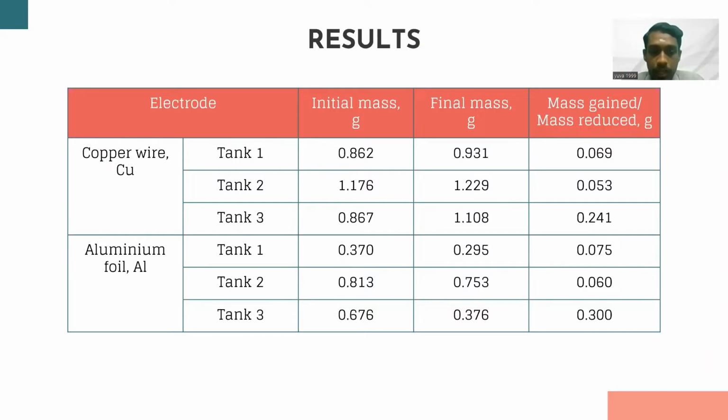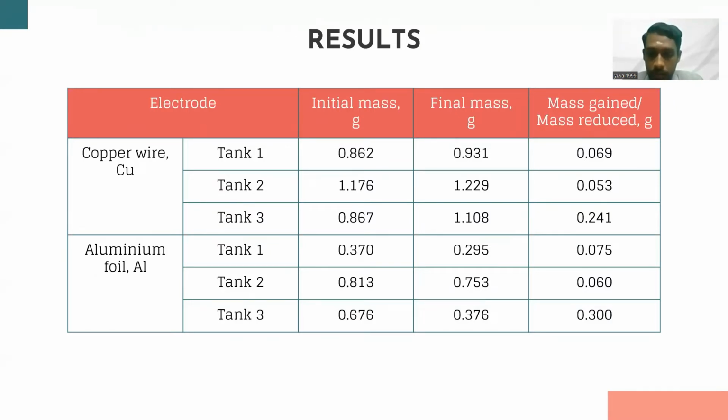Theoretically, there will be a decrease in mass for aluminum due to the oxidation reaction, and for copper there will be a mass gain due to reduction, so mass will be deposited on the cathode wire electrode. The same thing happens in our experiment. For the copper wire, we observe a mass gain in that electrode. For tank 1, the copper wire electrode increased by 0.069 gram.